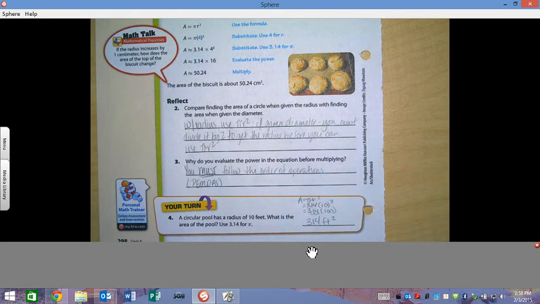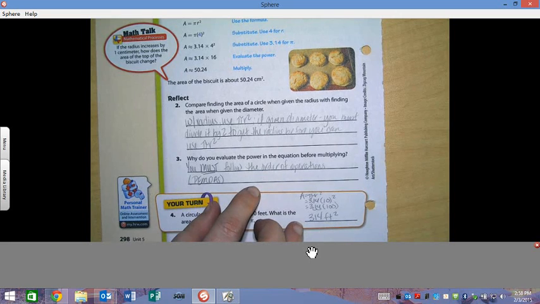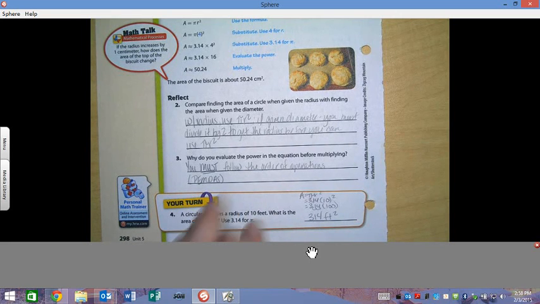On number 3, why do you evaluate the power in the equation before multiplying? Well, the reason is we have to follow our order of operations. Remember our PEMDAS: parentheses or grouping symbols, exponents, then multiplication and division, then addition and subtraction. So you have to follow that order. We do exponents before we multiply.